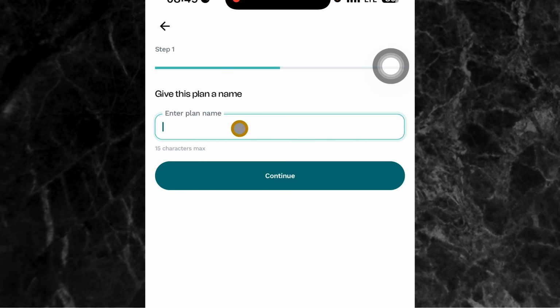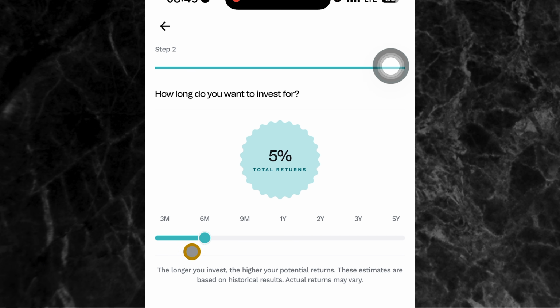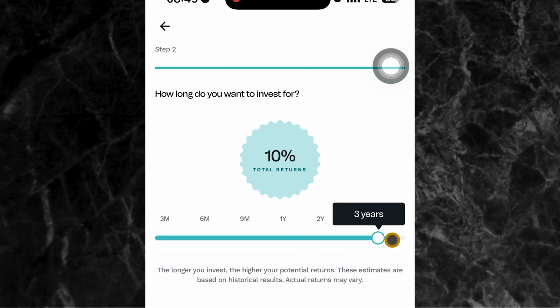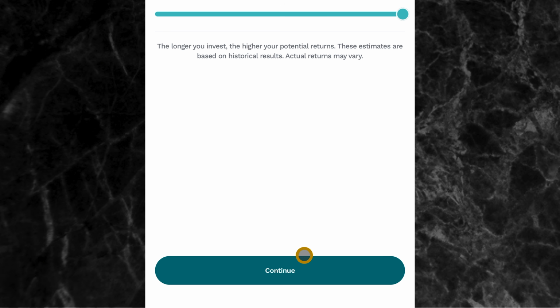And also you name this one a plan. So let me just name it fixed plan. So after you name it, just click on continue. And then you can see right here for this one, you have between 3 months to 5 years. So let's for example, you want to invest for 3 months, you'll be getting 2.5%. And if you want to invest for 1 year, you'll be getting 10%. But if it's for 5 years, let's check. For 5 years, you'll be getting 50% returns on your money right there. So if you want to go ahead and invest in this, just click on continue.